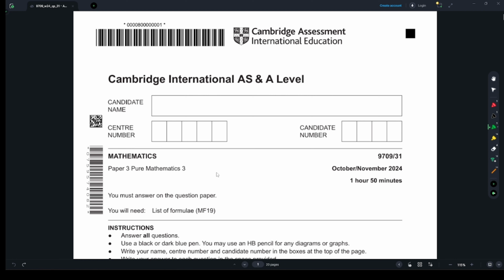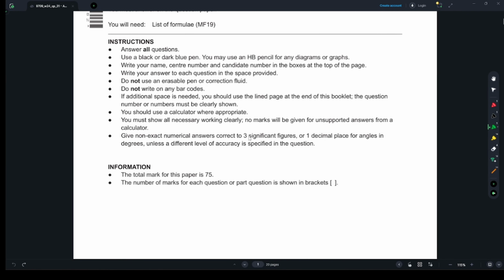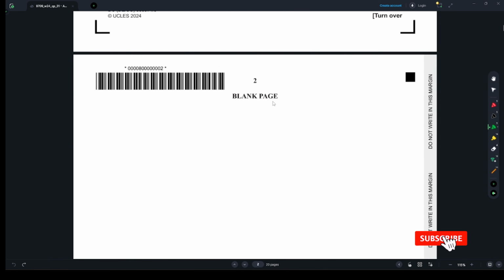I'm Dr. P. Masimutunga. Today I'm going to discuss A-level mathematics, pure mathematics paper 3, paper 31, October-November 2024. You have to be familiar with the instructions that they are providing you, and specifically here, the correct answers you have to keep to 3 significant figures and so on.